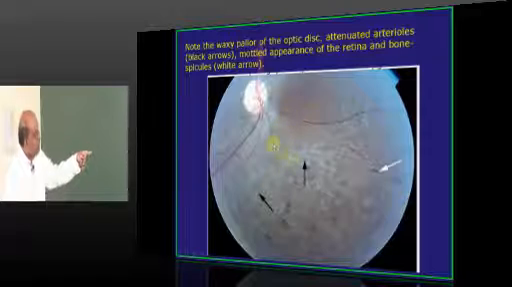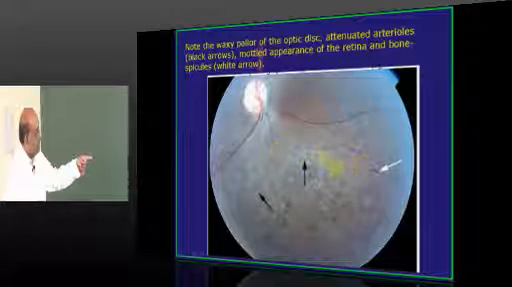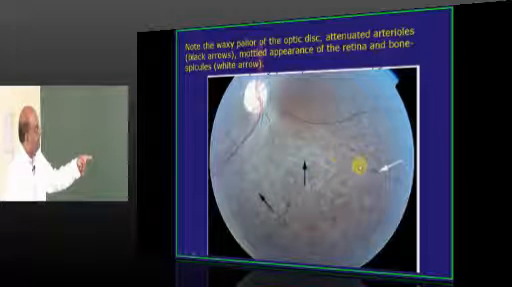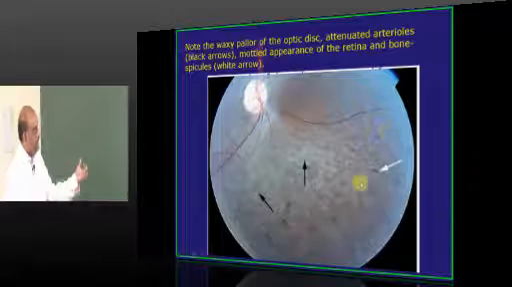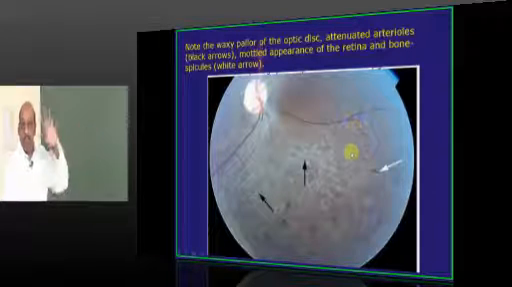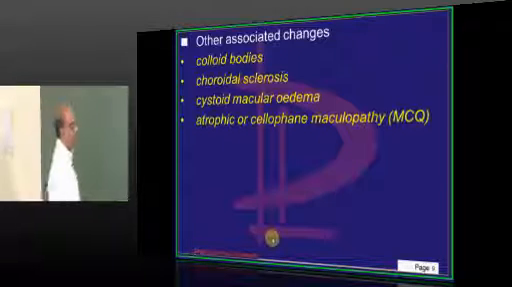You are also able to see the attenuated arterioles. Arterioles are all attenuated. Then all that bony spicule appearance diffusely. These are the hallmarks of the fundoscopy examination of retinitis pigmentosa.